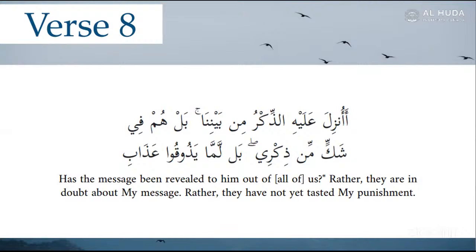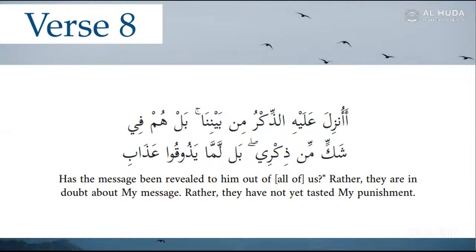And here this term lamma is a combination of lam and ma. Lam in the meaning of not, and ma is zaid, adding emphasis, it's extra. Bal lamma yaduqu adab. Rather, they have not yet tasted my punishment. And this term adab was actually adabi. The ya has been abbreviated, hence you see the kasra under the ba. So adabi meaning my punishment.